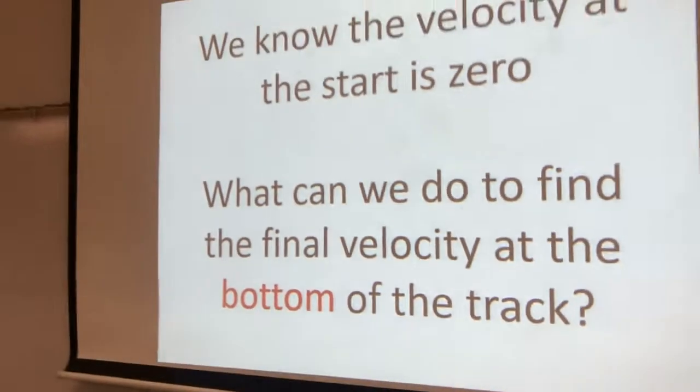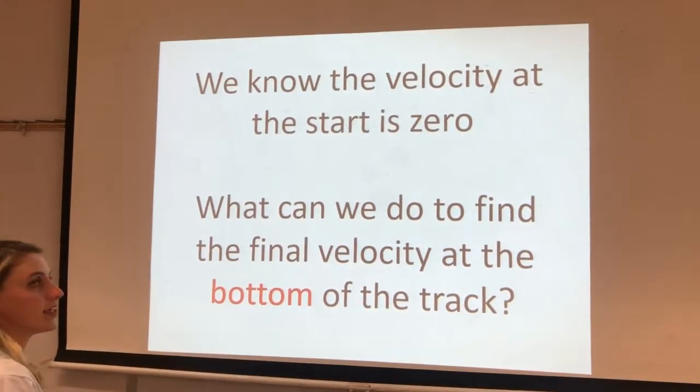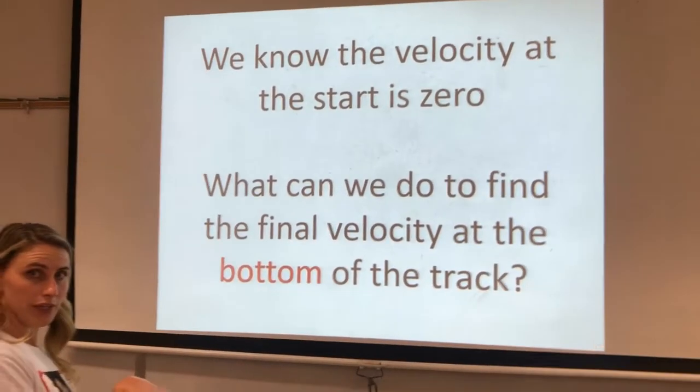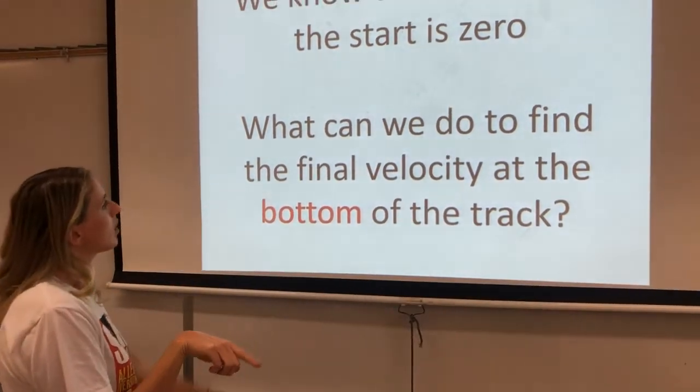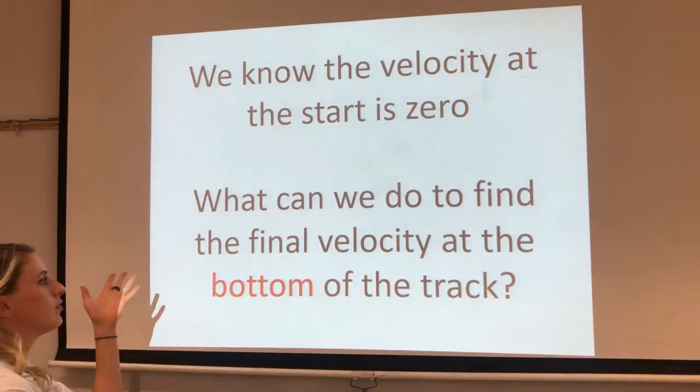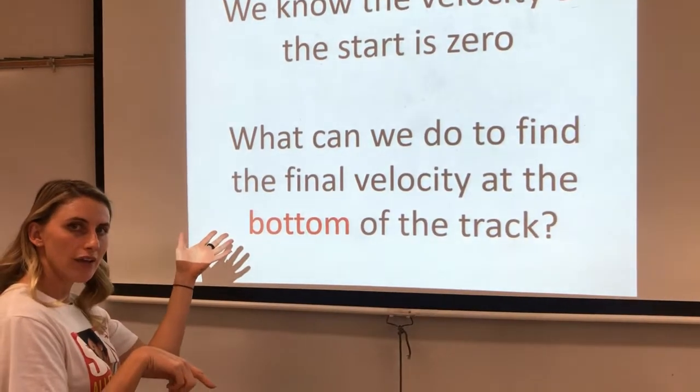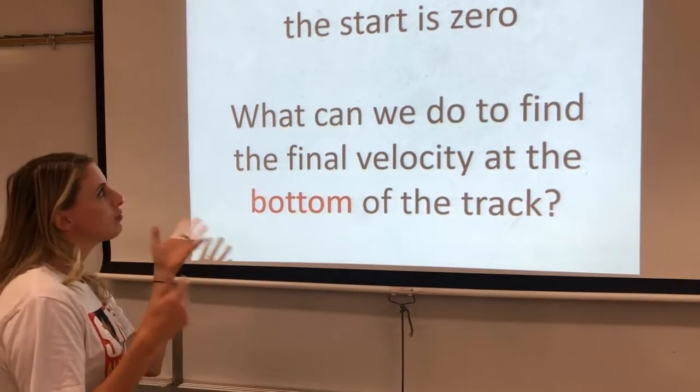So, we know the velocity at the start is 0. Remember when I put the ball at the top and I'm holding it? It's not moving yet, right? What can we do to find that final velocity at the bottom of the track? How can we do that?